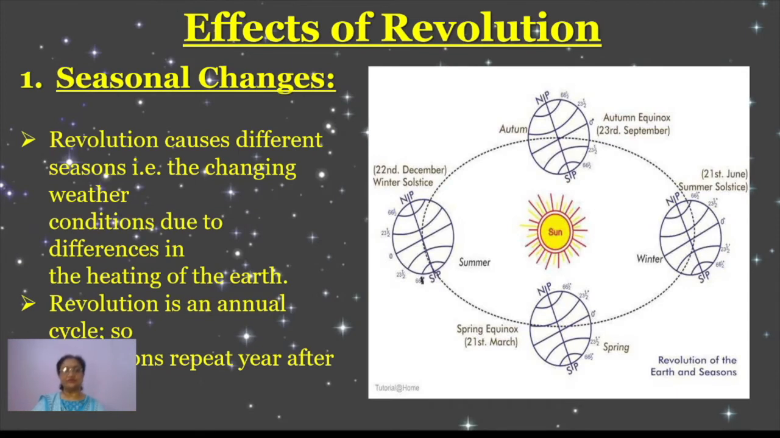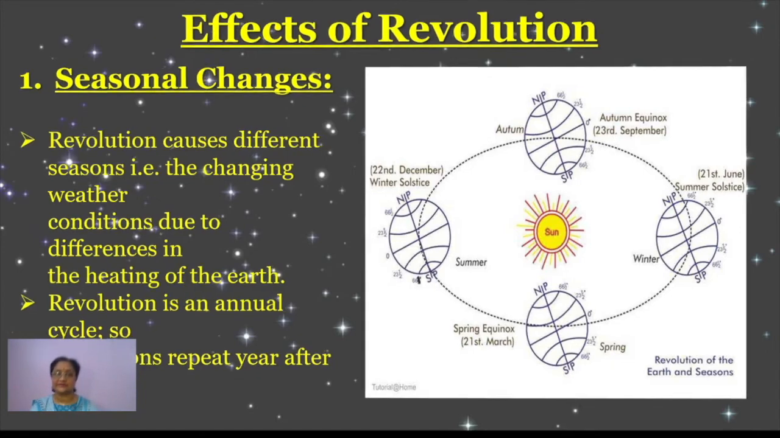The first effect of revolution is in the form of seasonal changes. Revolution always causes different seasons, that is, the changing weather conditions due to differences in the heating of earth and the duration of day and night. Then revolution is an annual cycle, right? Annual means it takes one complete year. So the seasons repeat year after year. Suppose this year any particular season is there, again next year it will be repeated. So it is an annual process.